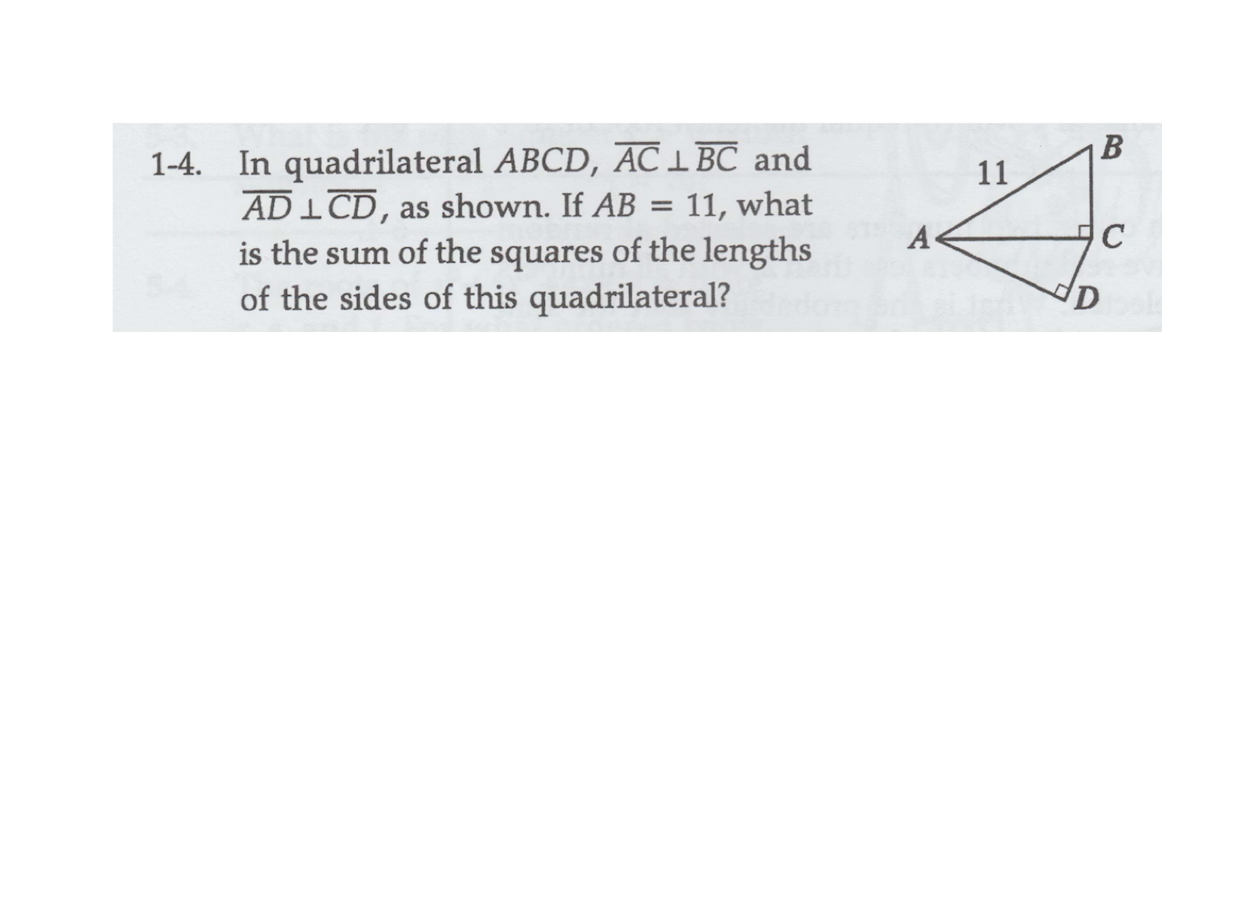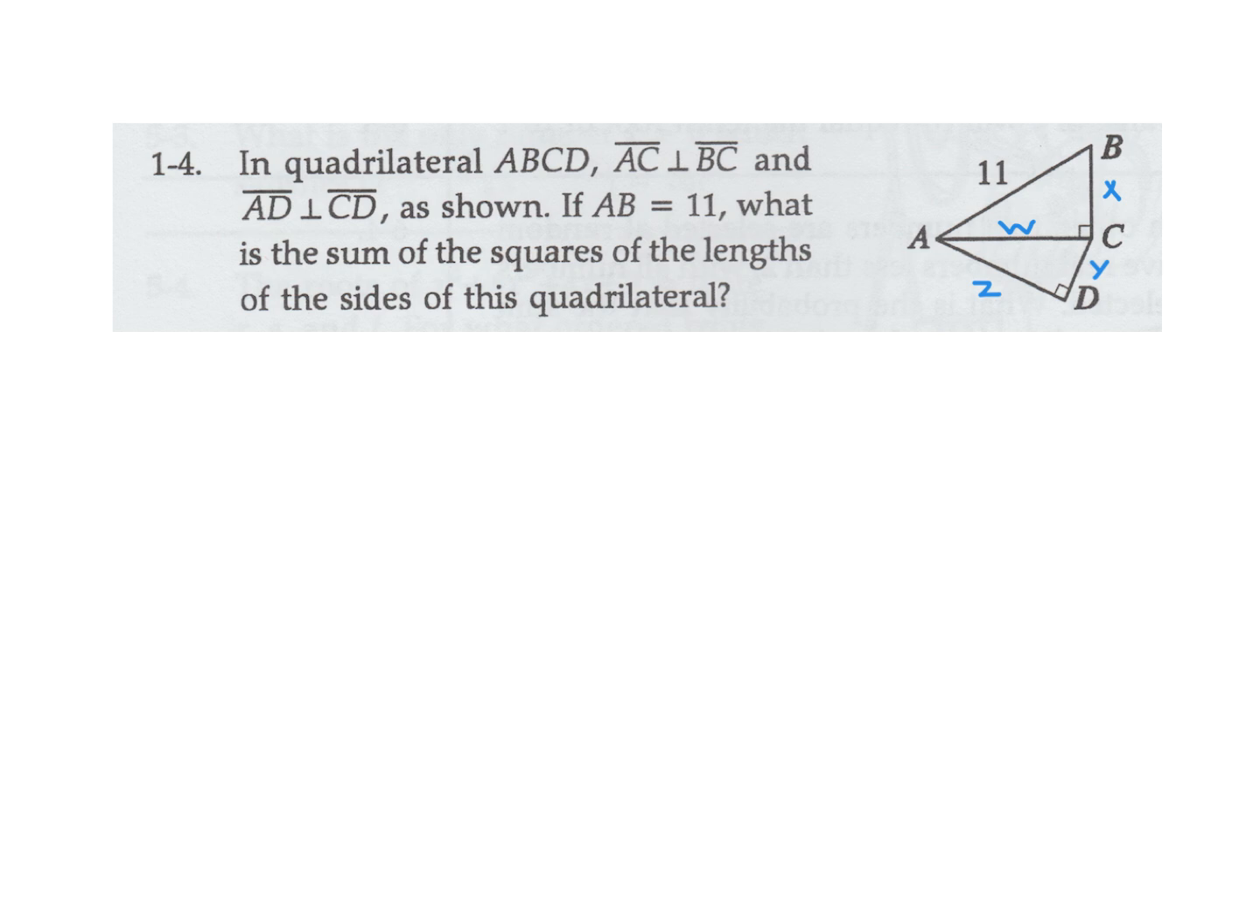In quadrilateral ABCD, AC is perpendicular to BC and AD is perpendicular to CD as shown. If AB is 11, what is the sum of the squares of the lengths of the sides of the quadrilateral? Okay. Well, first thing, let's label this. Call this X, Y, Z. I guess I have to label that too. I'll label that W, I guess.